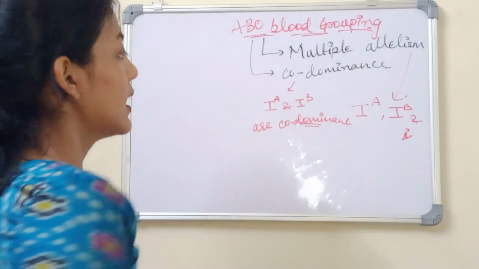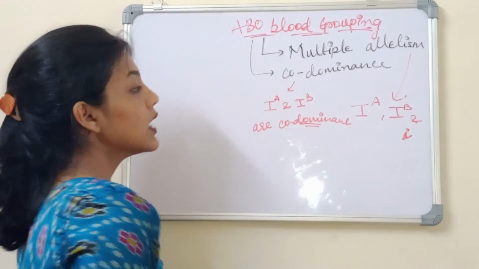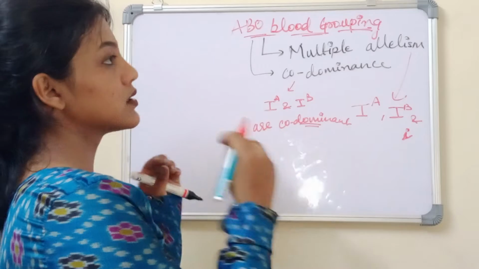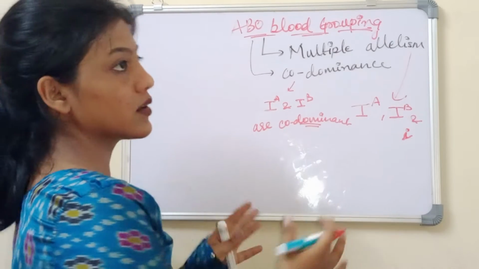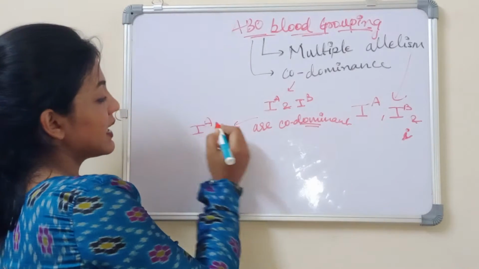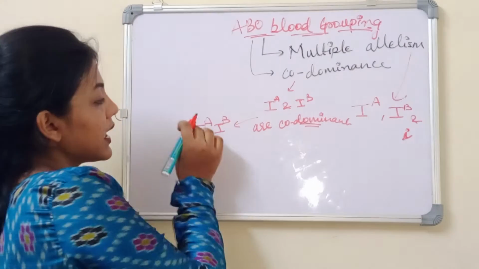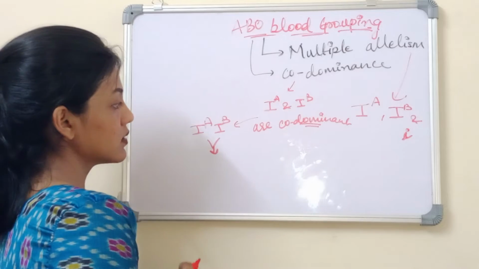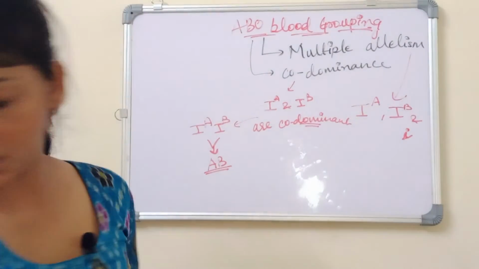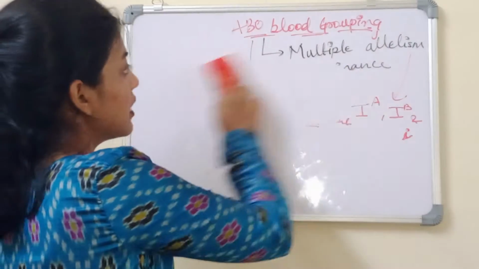Why are they codominant? IA is not dominant over IB, neither is IB dominant over IA. They both are expressed equally when they are present together. Okay. So as they are codominant, if IA and IB alleles are present, then it does not form blood group A or blood group B. It forms blood group AB. That means they are codominantly expressed. Fine. So this was the basic information.